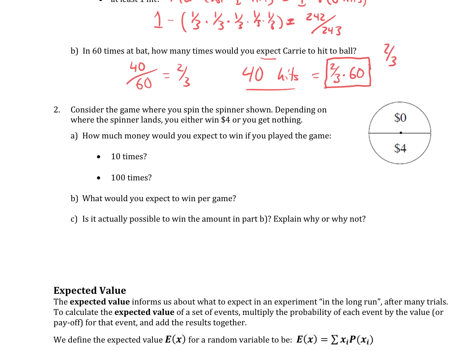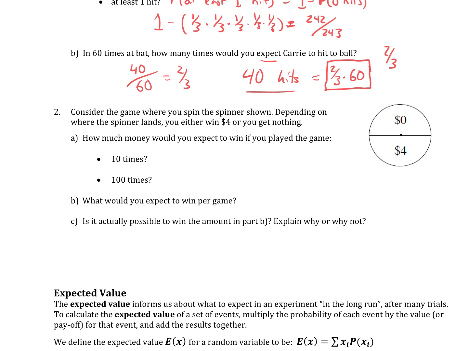Okay, we have this spinner, and it's going to land on either a 0 or a 4. How much money would you expect to win if you played the game 10 times?